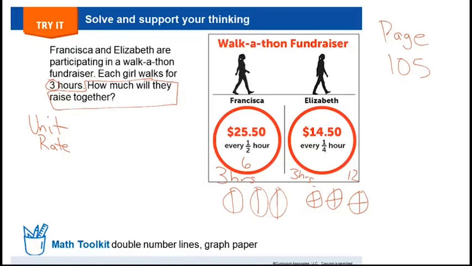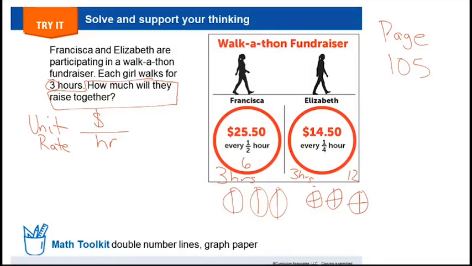So that's one way to do the work. But what I've been trying to teach you is how to find the unit rates. We are trying to find something per something, and we're trying to find the number of dollars per hour each of the girls makes.